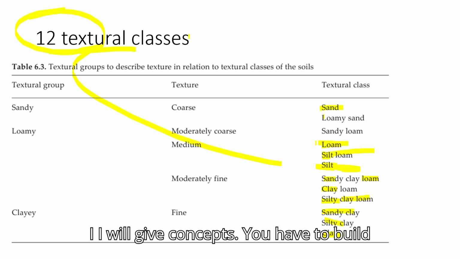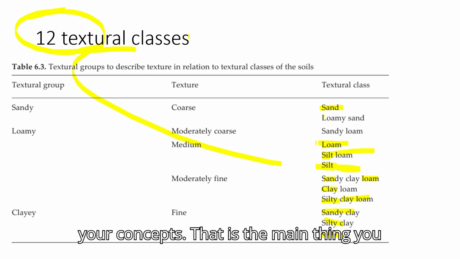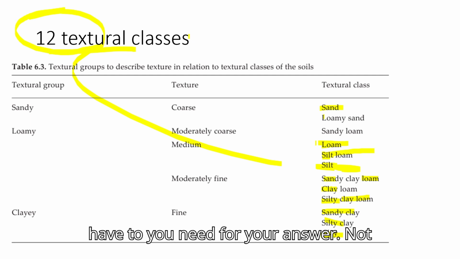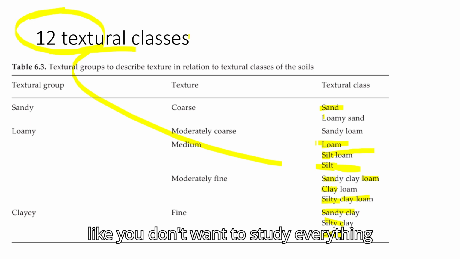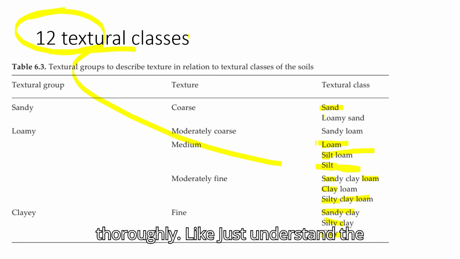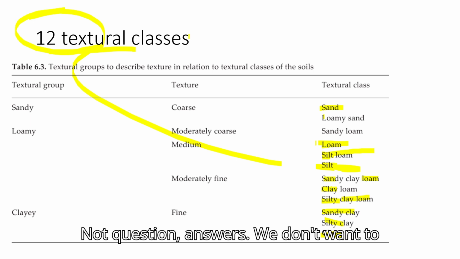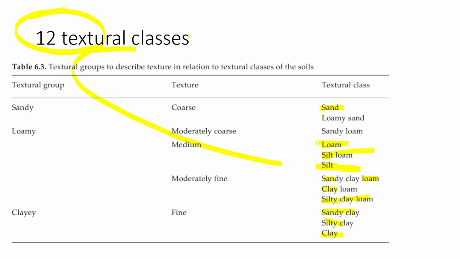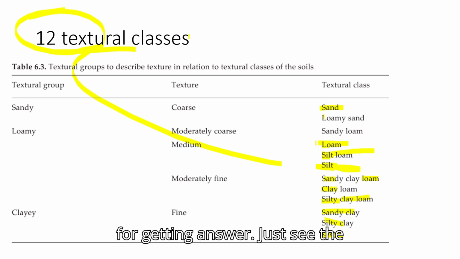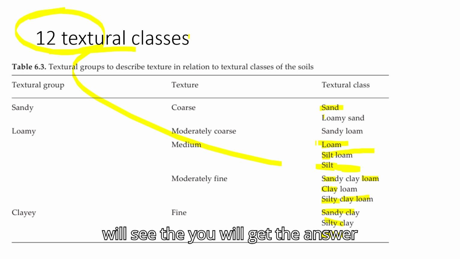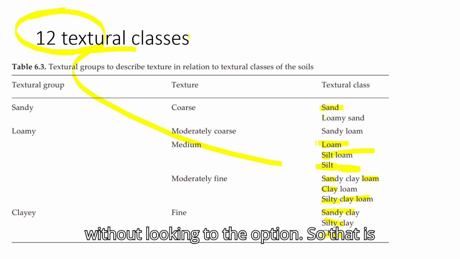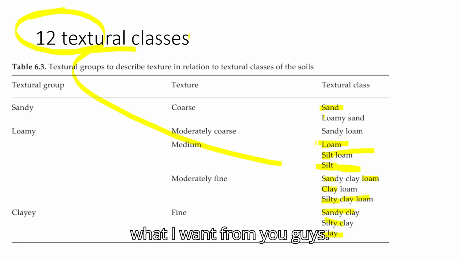I will give concepts. You have to build your concepts. That is the main thing you need in soil science. You don't need to study everything thoroughly, just understand the concept. That is enough. From that concept we can frame our questions. You don't need to look at the options to get the answer. Just see the question, think of the concept, and you will get the answer without looking at the options. So that is what I want from you guys.